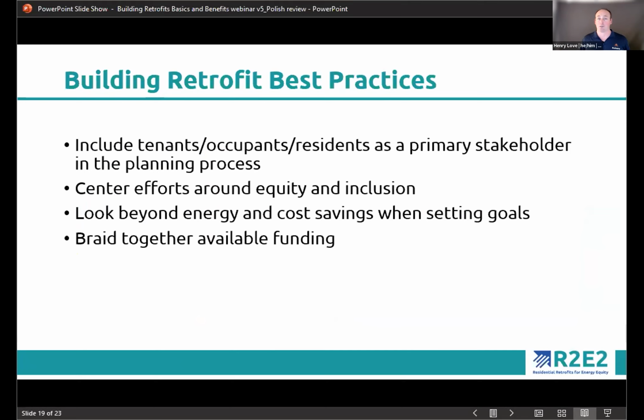You really need to look beyond the energy and cost savings when setting these goals, because in the end, you're trying to make a better living environment for the occupants, a healthier, safer environment. You're reducing their costs. And overall, through programmatic structures like I just talked about, you can find ways to braid funding together and bring in different resources so that the owner of the building is doing something that is cost effective for them and also benefits their tenants at the same time.